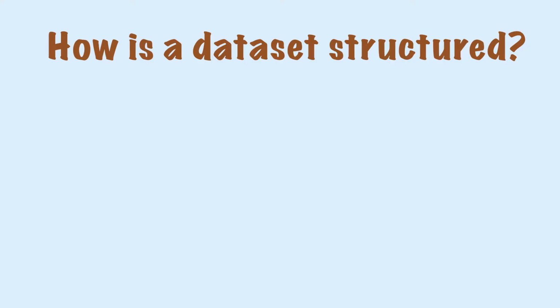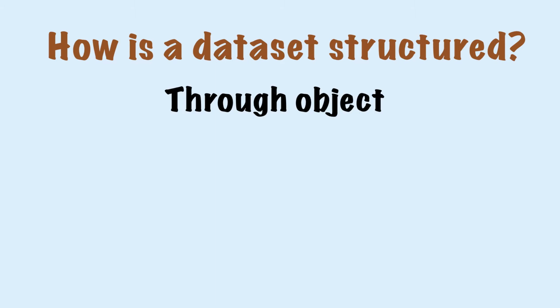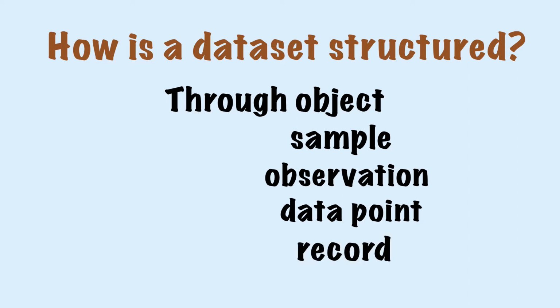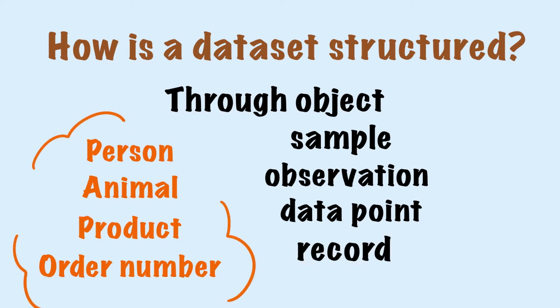How is a dataset structured? The answer is through object, sample, observation, data point, and record. All these terms represent the same thing. For instance, a person, an animal, a product, and an order number can be viewed as an object.